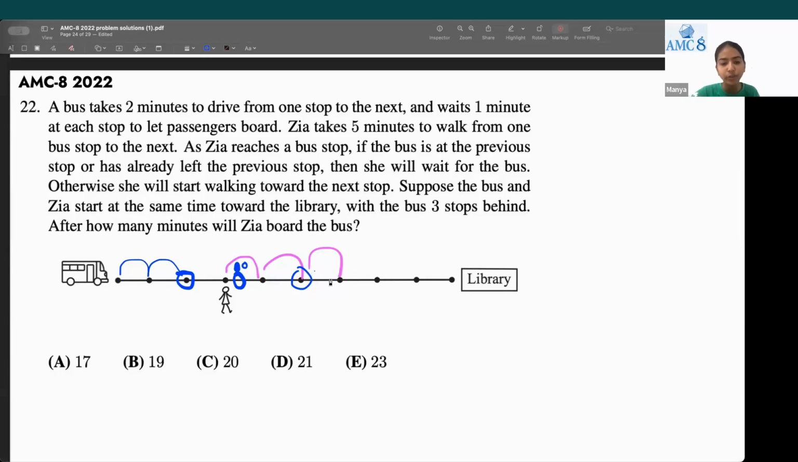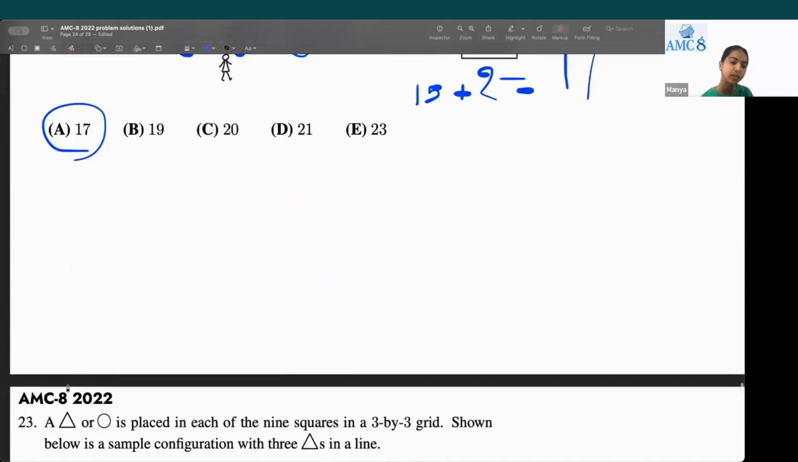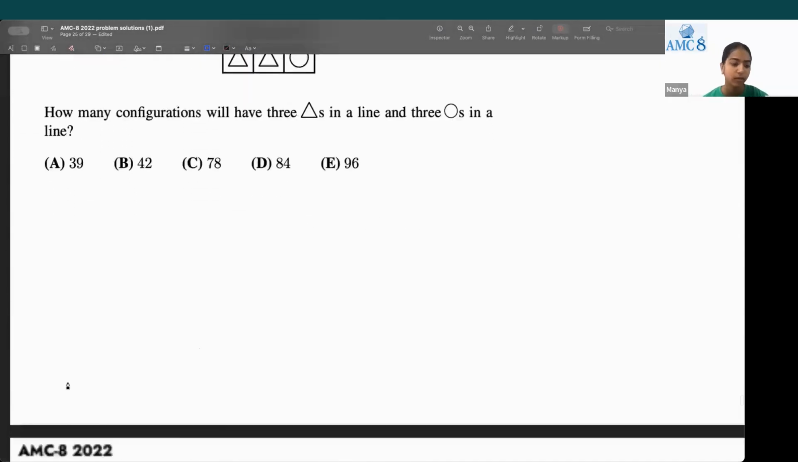And so the bus will take 2 extra minutes. So when Zia reaches the stop, the bus will be 2 minutes behind. So that will be giving us 15 plus 2, which will be giving us 17. And that's how we got our answer choice A. Does anyone have any questions on this problem? Okay, if no one has any questions, I'm going to continue on to question number 23.